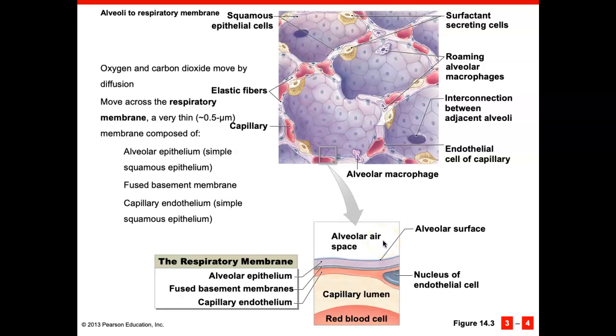So the movement of gases across this membrane occurs by diffusion. It's called a respiratory membrane. So let's look what that respiratory membrane actually is. First of all, you've got your alveolar cells. And then you've got your basement membrane, because all epithelium is underlain by basement membrane. But then you've got your capillary, that wall of capillary. It's also simple squamous epithelium. And all that together is called the respiratory membrane. And that's what the gases have to diffuse across.